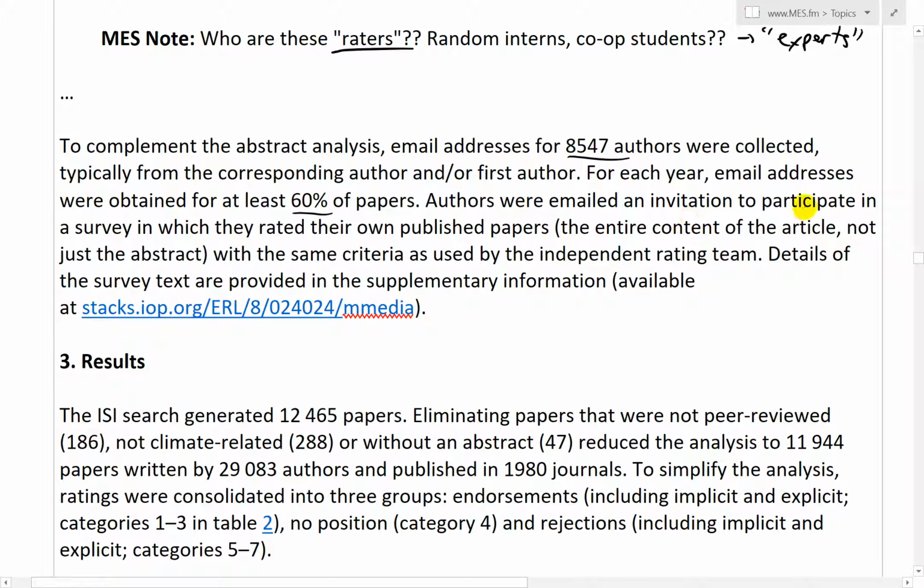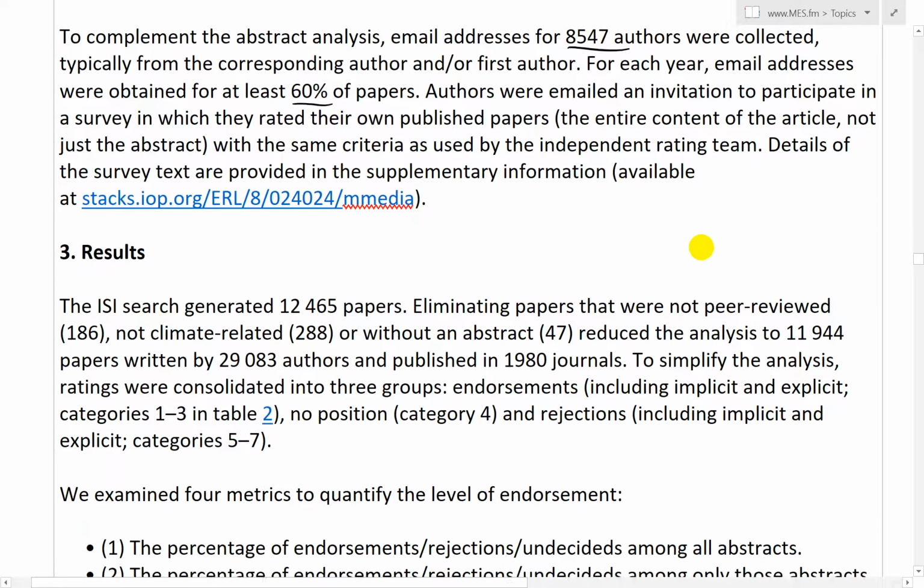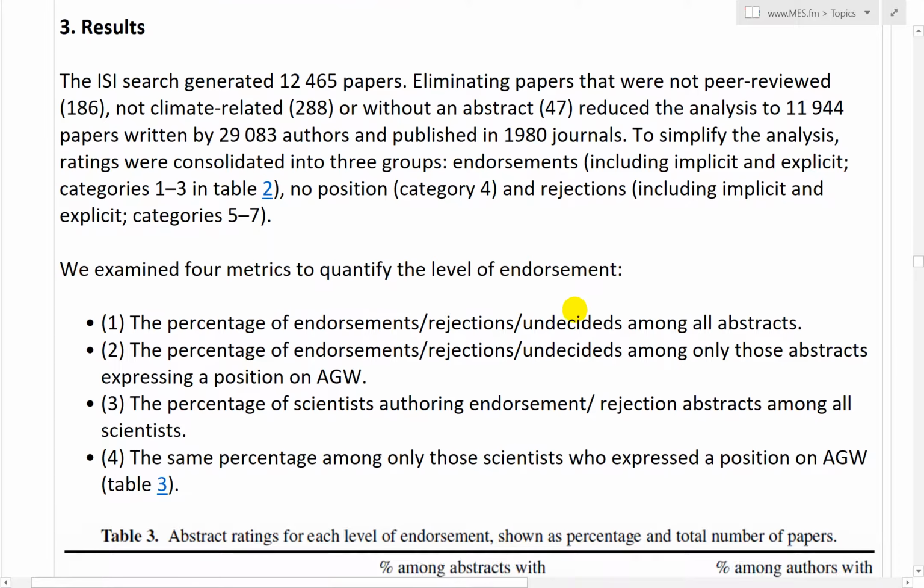Authors were emailed an invitation to participate in a survey in which they rated their own published papers, the entire content of the article, not just the abstract, with the same criteria as used by the independent rating team. Details of the survey text are provided in the supplementary information. That's that supplementary data above. So this many were emailed, but I think only about 1,000 actually replied. And then they reviewed their entire published paper to see if that paper agreed or not with AGW.